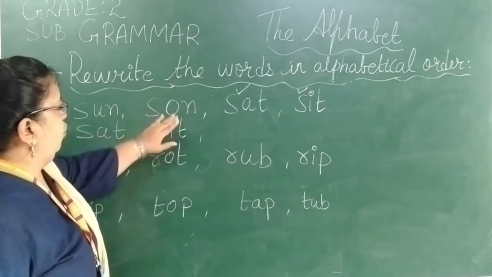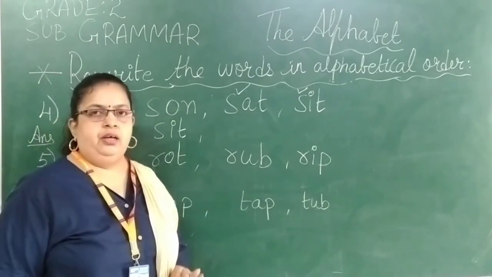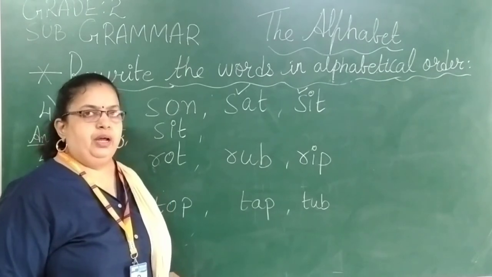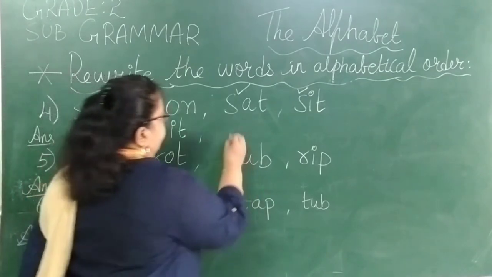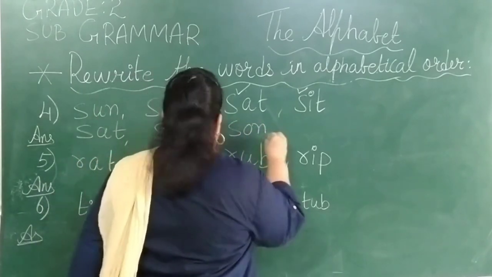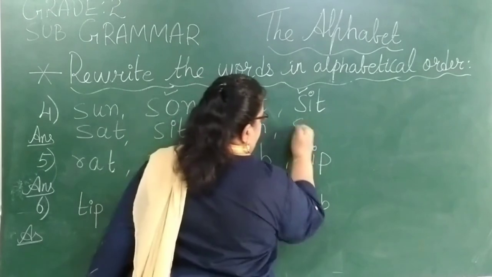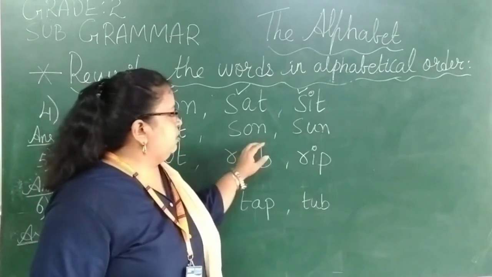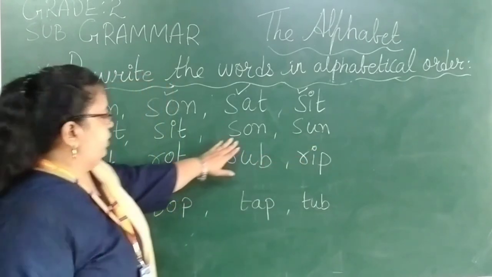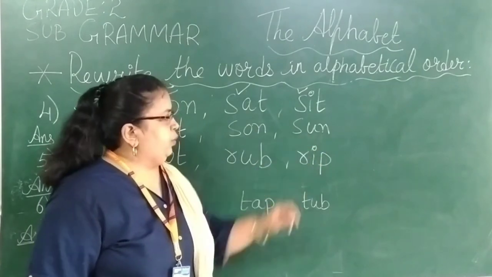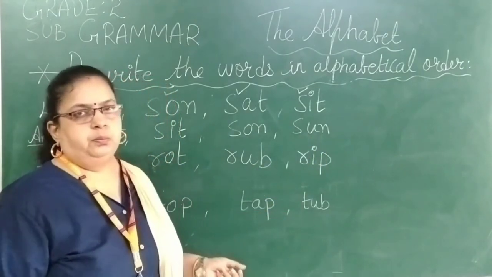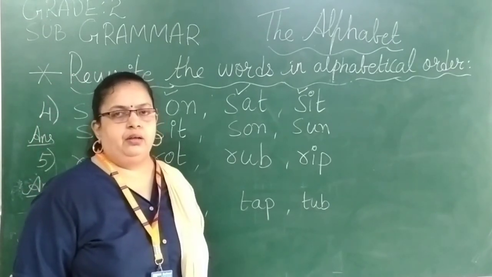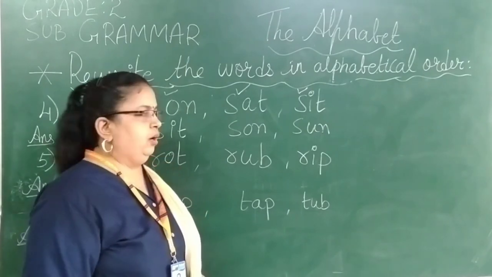Now U or E. कौन सा आता है? A, B, C, D, E, F, G, H, I. Yes. So E comes first. S, E, T. Set. The last one is U. S, U, N, sun. Sat, set, sit and sun. S-U-N sun means the one which you see in the sky during the morning time. The sun rises in the east.